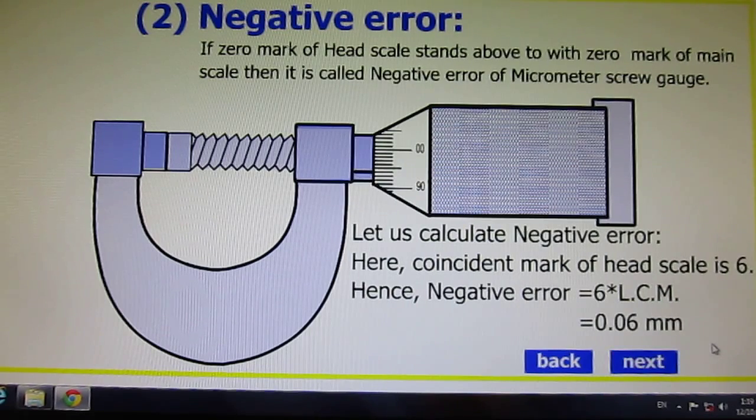Now negative error. If the zero mark of the head scale stands above the zero mark of the main scale, then it is called negative error of micrometer screw gauge. Here the zero of the head scale is very much above the baseline. You can see it is 6 divisions up. So the 6 division value is the negative error. So 0.06 millimeter is the negative error.